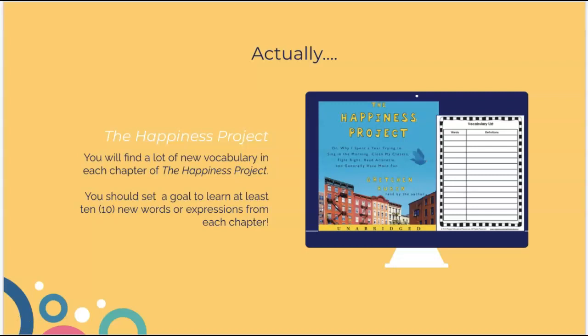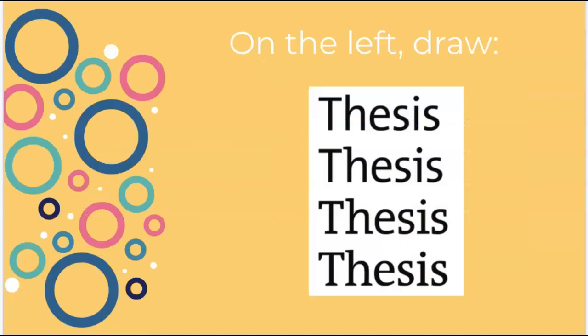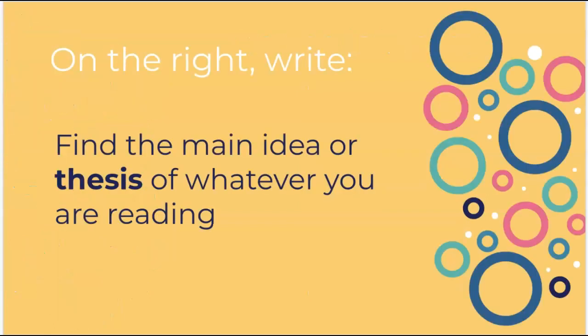Okay, are you ready for your next drawing? On the left, draw a box. In the box, write the word thesis 4 times. You want to find the main idea or the thesis of whatever you're reading. So on the right side, please write, "Find the main idea or thesis of whatever you're reading."